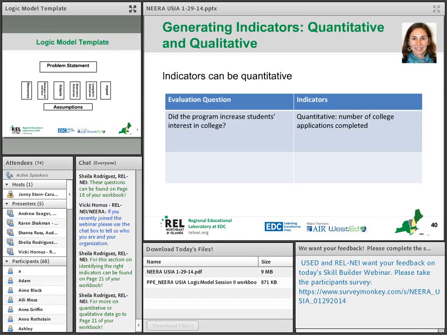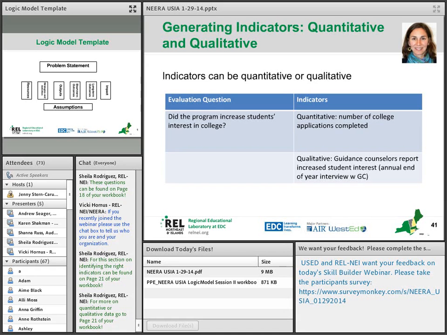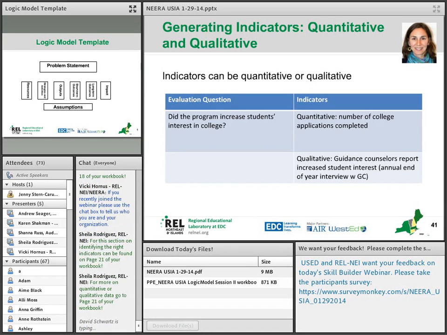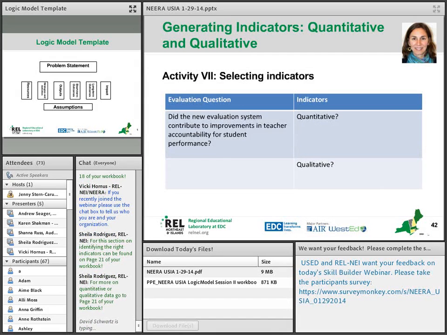So we have the question about whether or not the program increased students' interest in college. And you see here that the quantitative indicator would be the number of college applications that were completed, whereas the qualitative indicator might be interviews with the guidance counselors and their reports of an increase in student interest in college. So again, we might have more than one data source to answer the same question, one quantitative and one qualitative.